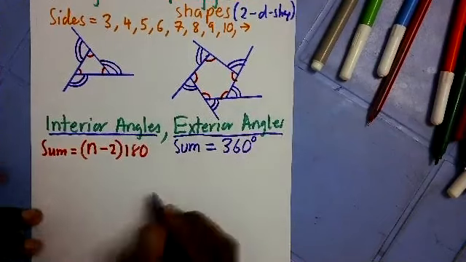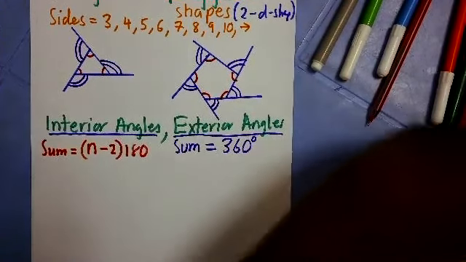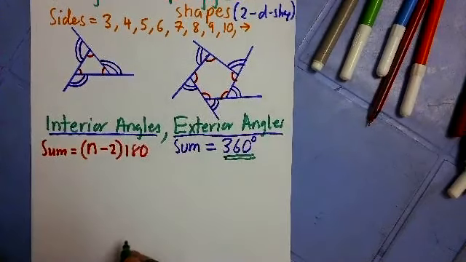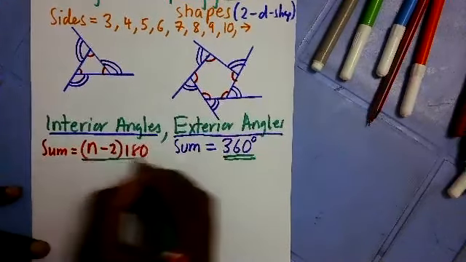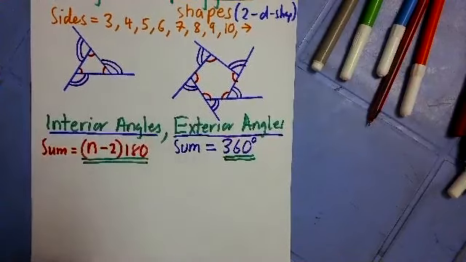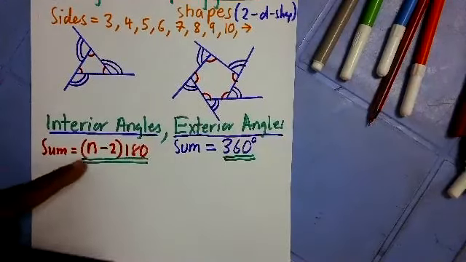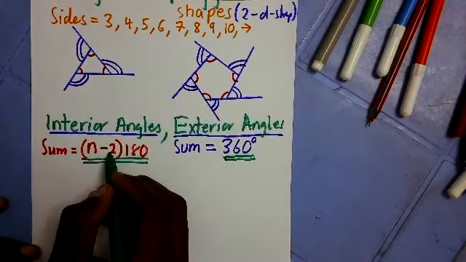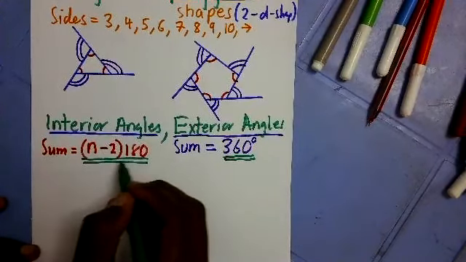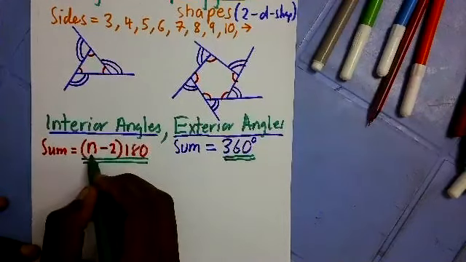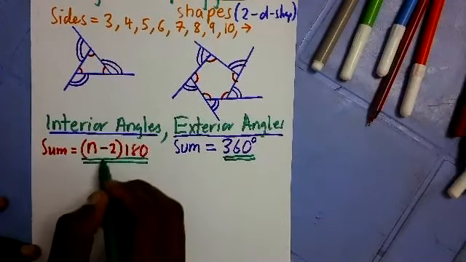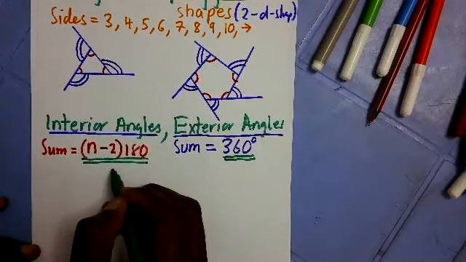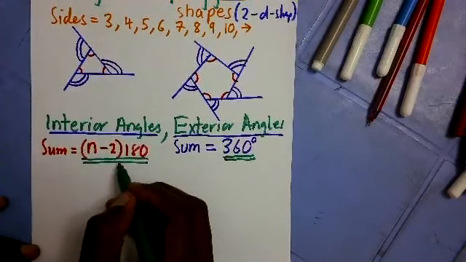Now, there's a difference here. For exterior angles, they never change. The sum is always 360. But for interior angles, they change based on the formula and the number of sides. If there are 3 sides, 3 minus 2 times 180, you get 180. If there are 4 sides, 4 minus 2, you get 2. 2 times 180, you get 360. So a 4 side shape adds up to 360.